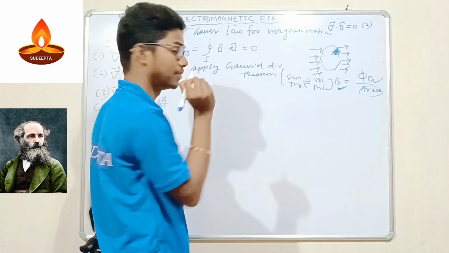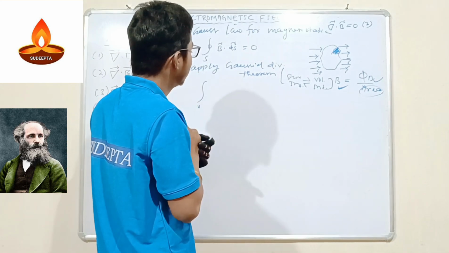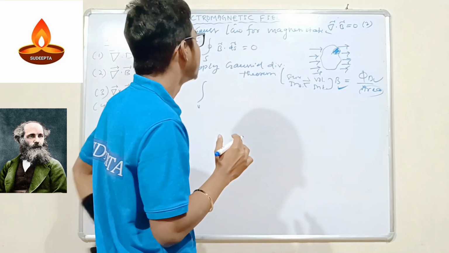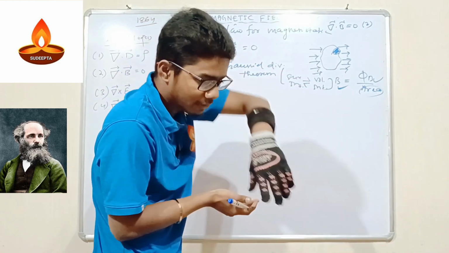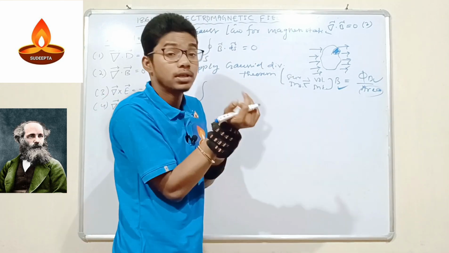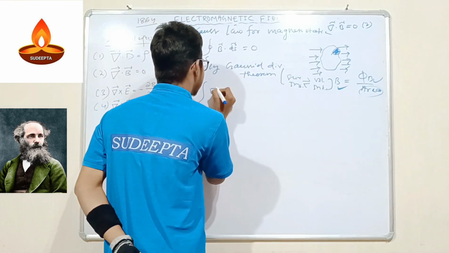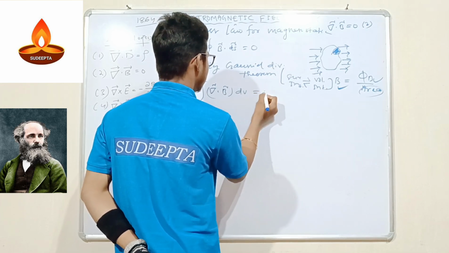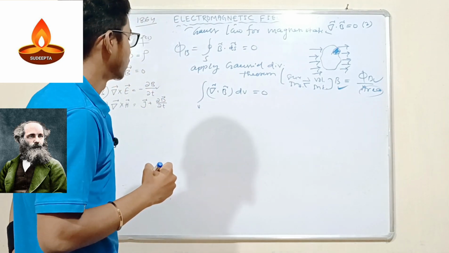So it will be a volume integral over V. I'll write V. It will be divergence of B, because when we go from volume to surface, the divergence is removed, and when we go from surface to volume, the divergence comes out and appears here. So it will be the volume integral of divergence of B dV, which is equal to 0.